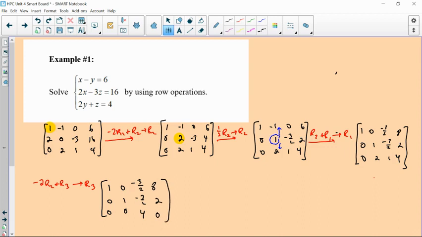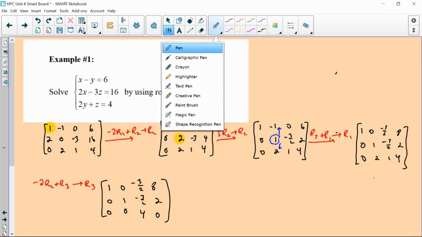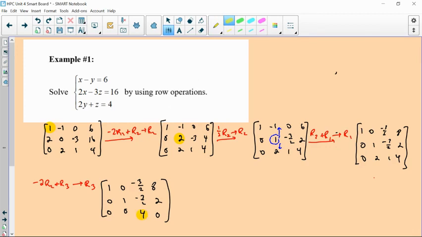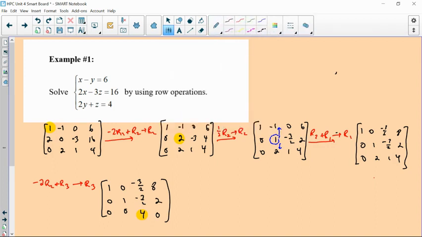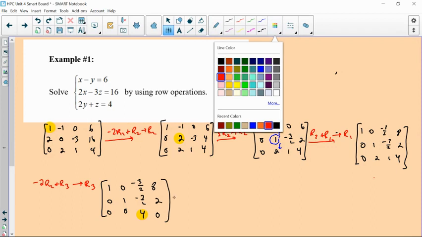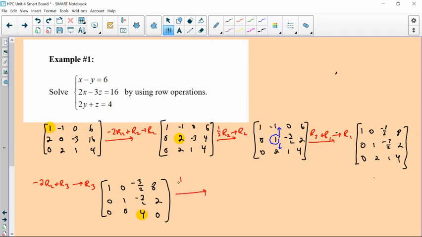Then what we'll do is make the third one down the diagonal a 1 as well. Make this guy a 1. The easiest way to do that is multiply by 1/4. So my row operation, oops, go to a pen first, sorry, would be 1/4 of row 3, and let's leave it in row 3.